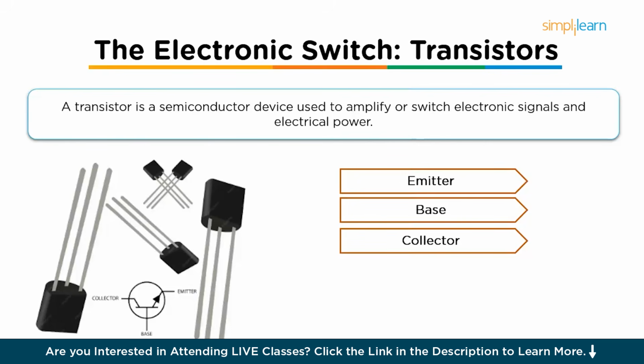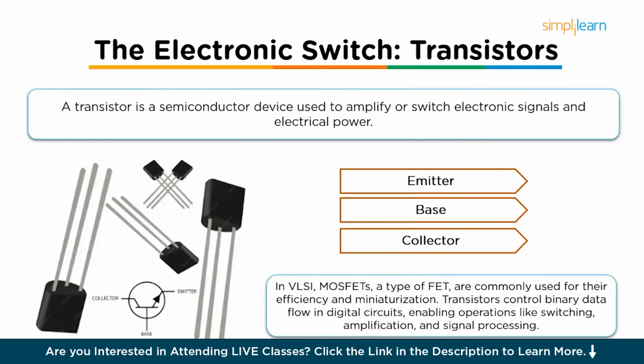In VLSI technology, field effect transistors, FETs, are the most commonly used type. FETs are used because they are more efficient and easier to miniaturize than the other types of transistors. The metal oxide semiconductor field effect transistor, MOSFET, is the dominant type used in VLSI circuits.